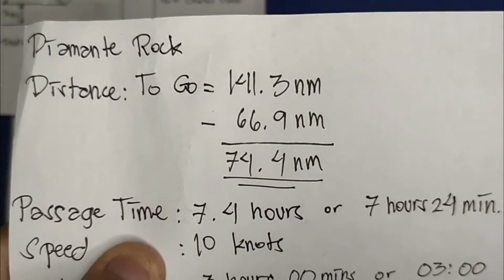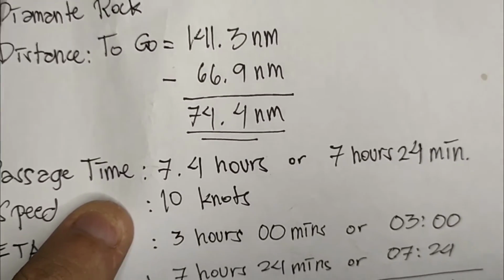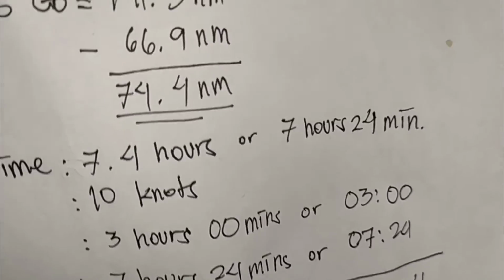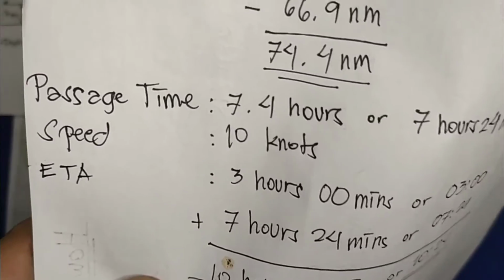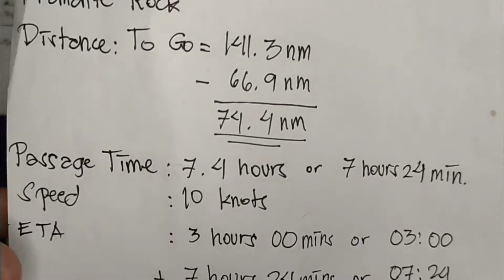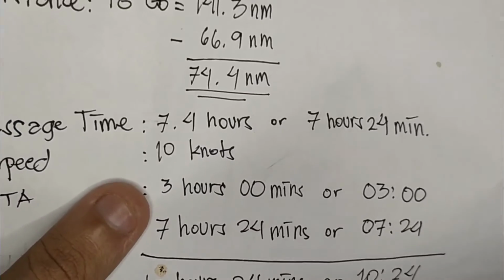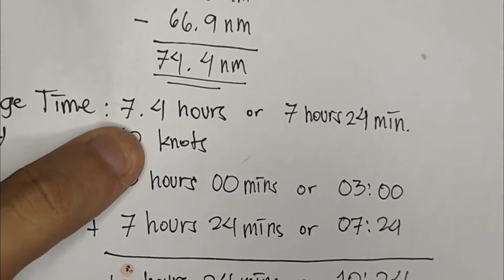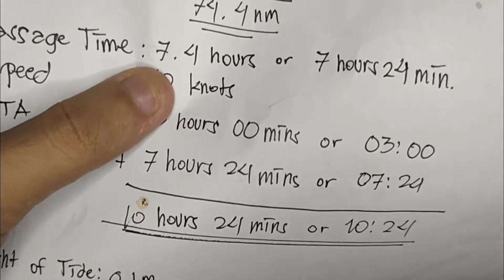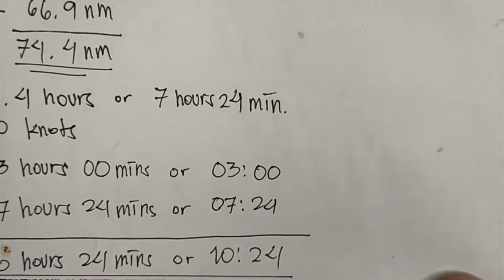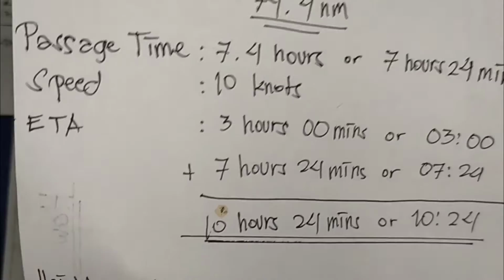Next is the Diamante Rock. For the Diamante Rock, we have a to-go distance of 141.3 nautical miles subtracted by the 66.9 nautical miles listed on the table for Diamante Rock. So we'll have a to-go distance of 74.4 nautical miles. In finding the time, we have a formula: time is equal to distance over speed. But in this case, we have the table to guide us in finding the passage time. The passage time, as stated in the table, is 7.4 hours. Converting 0.4 to minutes, we'll have 7 hours and 24 minutes. We have a speed of 10 knots.